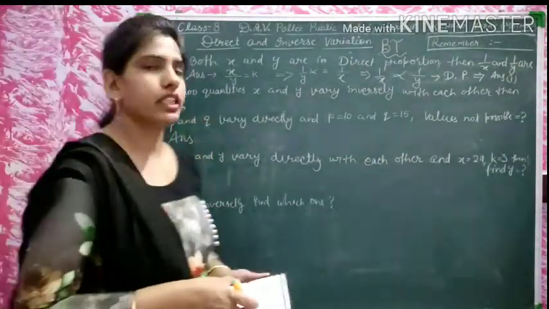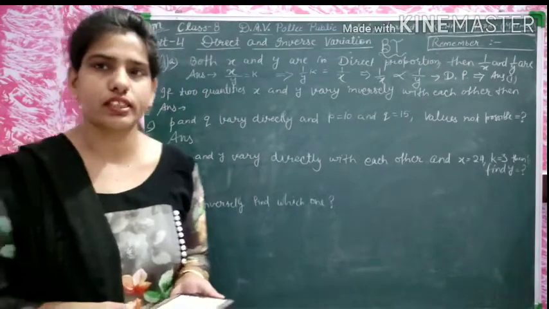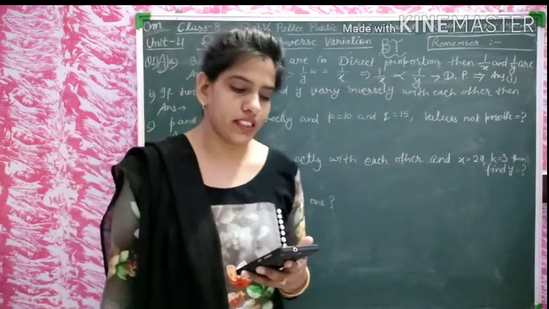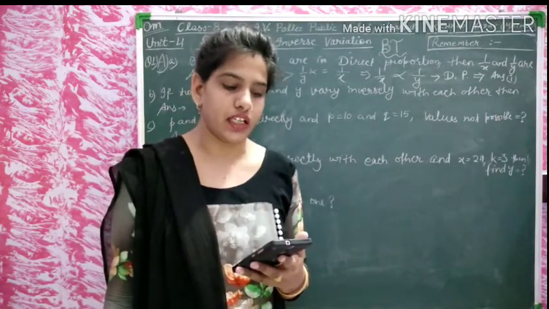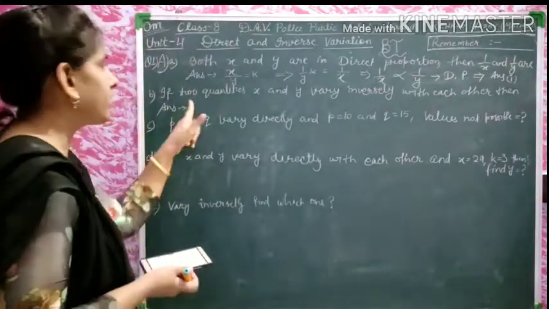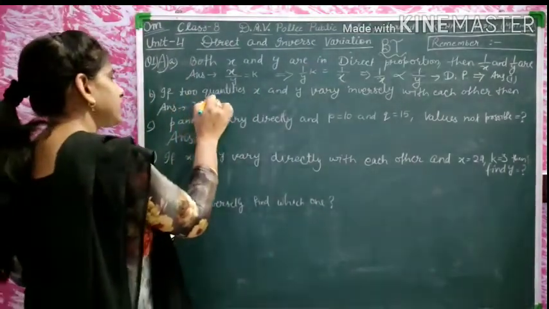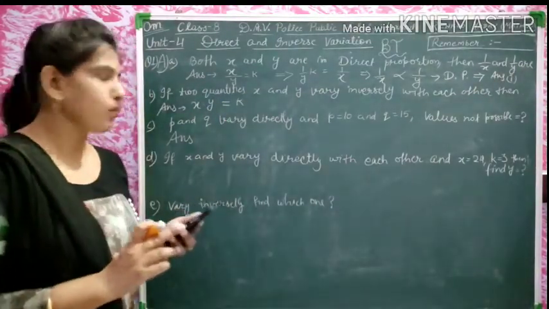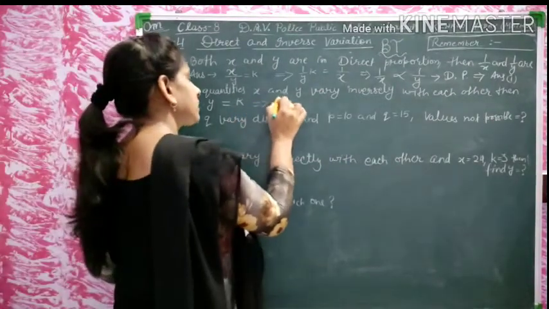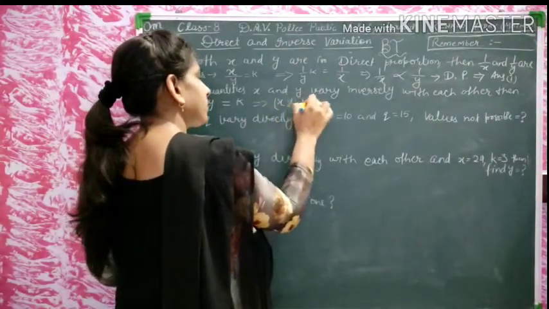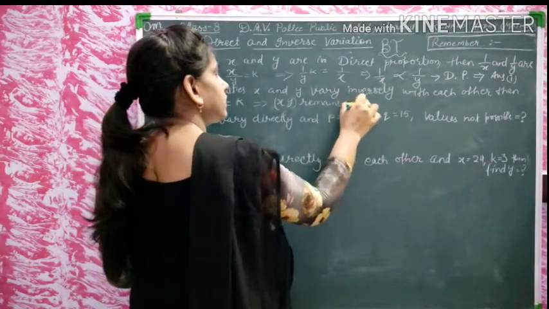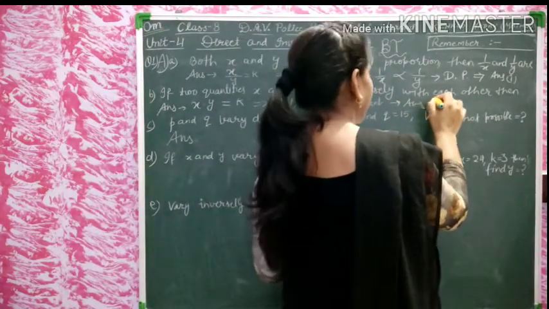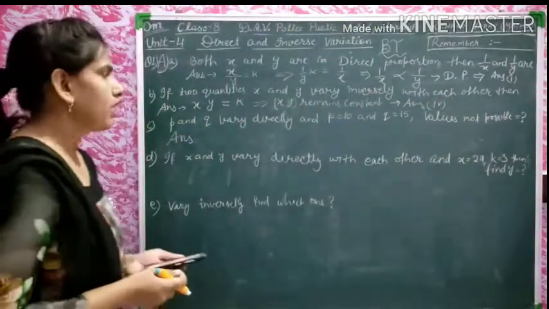Now we will go to the next question. I hope you will understand this question. It's in very simple language. If two quantities x and y vary inversely with each other, it means x into y is equal to a constant. It implies x into y remains constant. So the answer is the fourth part. Is this clear, students? Now we will go to the next question.